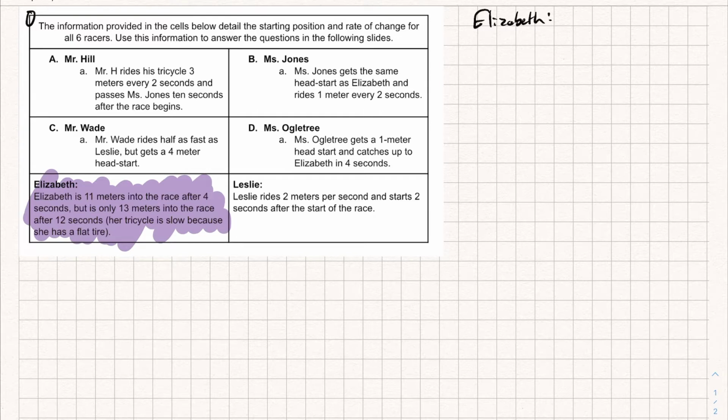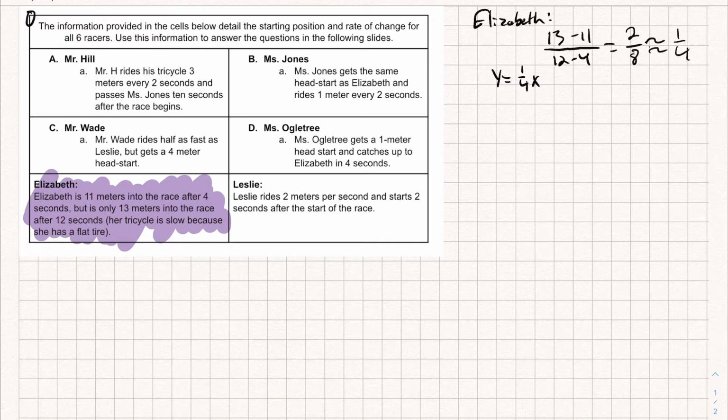So if we take a look, the change in y, we went from 11 meters to 13 meters, so my difference is 13 minus 11. And that was from, well, between 4 and 12 seconds. So we got to do 12 minus 4. And so it looks like we went 2 meters in 8 seconds. So our rate of change, or our slope, would be 2/8, which can simplify to being 1/4. So our equation would be y equals 1/4 x.